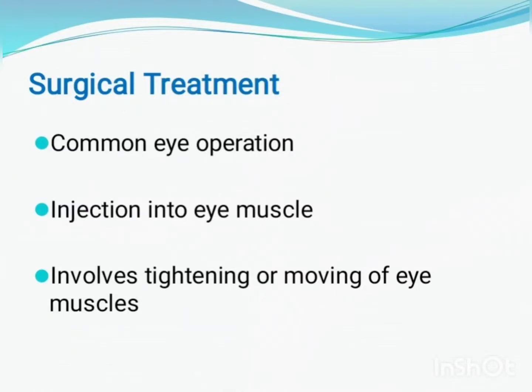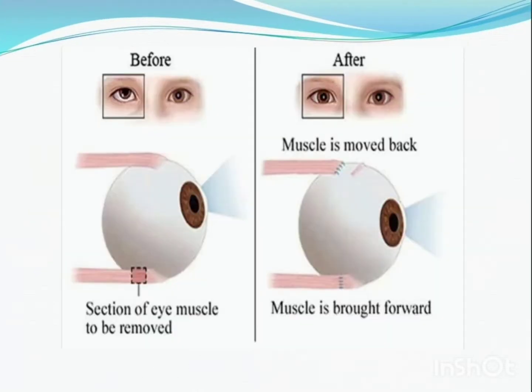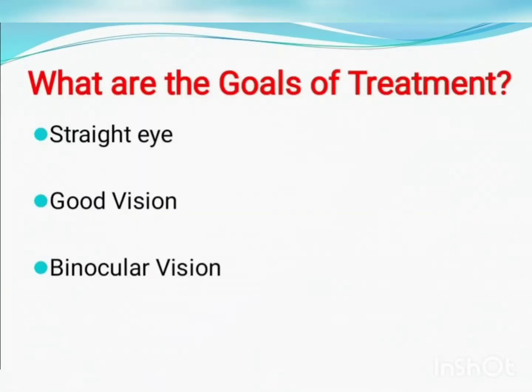Squint surgery is a very common eye operation. It usually involves tightening or moving one or more of the outside eye muscles, which move the eye to change the eye position. What are the goals of treatment? The goals of treatment act as a map that points the way toward a healthier condition. Straight eyes, good vision, and binocular vision are the goals of treatment.